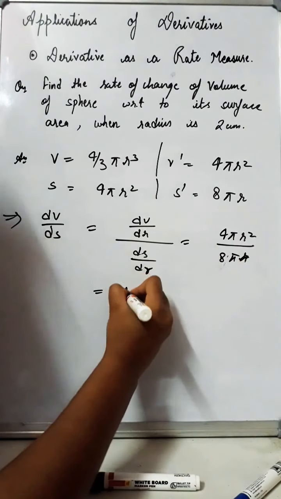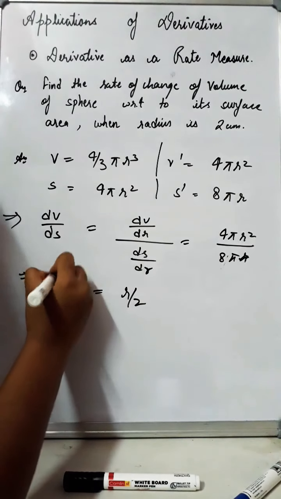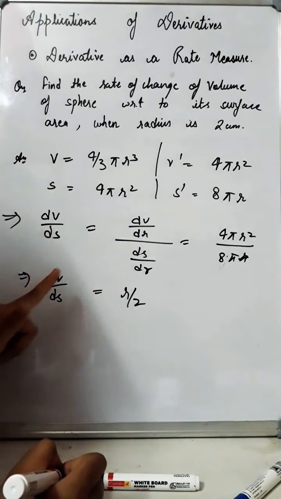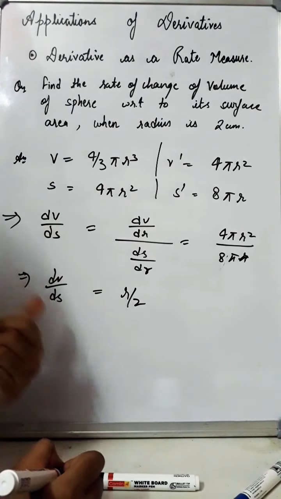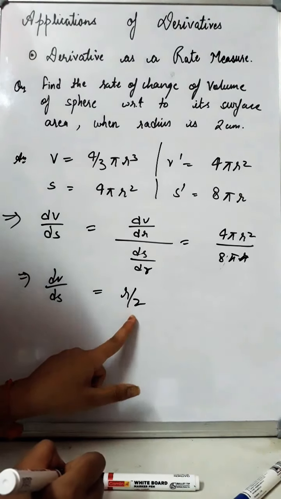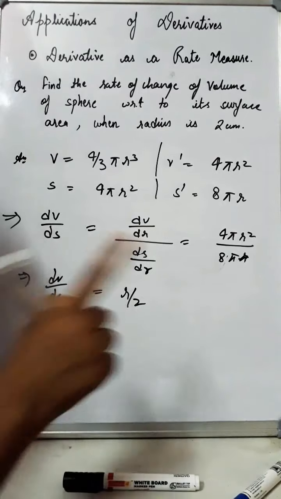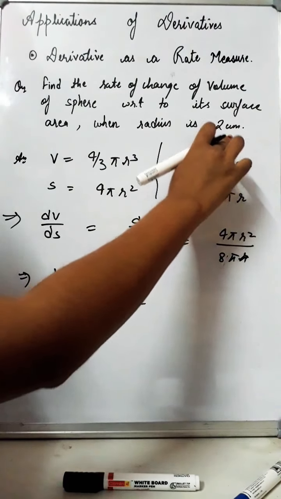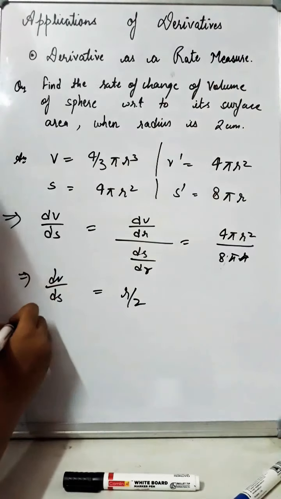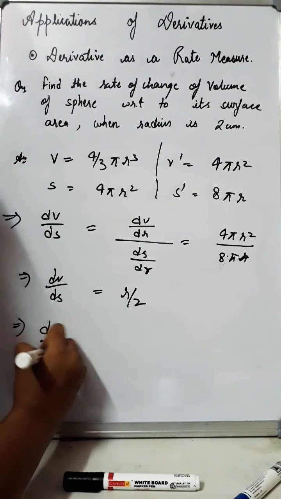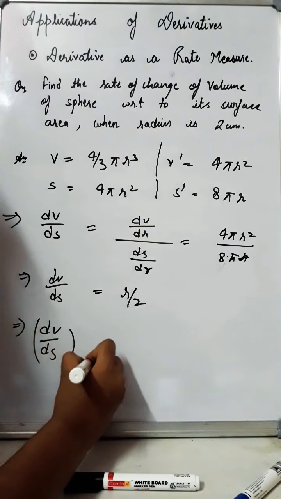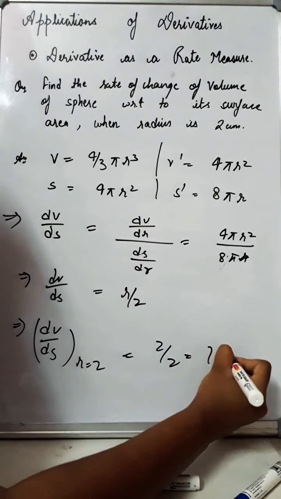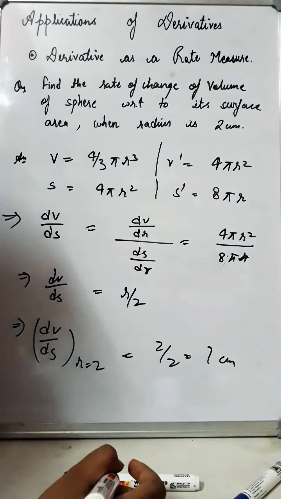r by 2. Yes. So your dv ds, the rate of change of volume of sphere with respect to its surface area, is r by 2. Alright. Now you have to find this change at the point 2, means when the radius is 2 centimeters. So dv ds at r is equal to 2 is 2 by 2, which is 1 centimeter. That's it. This is your answer.